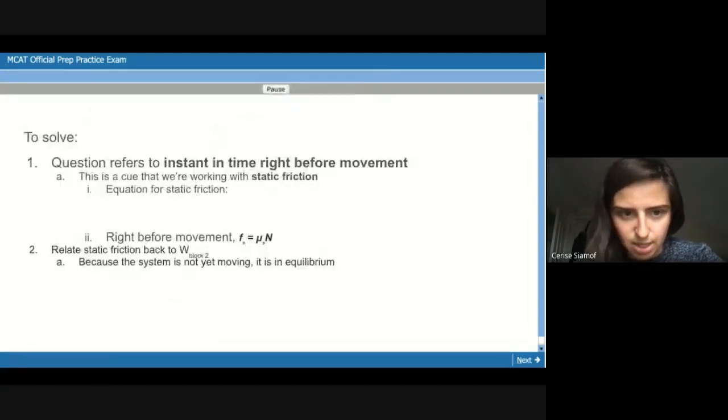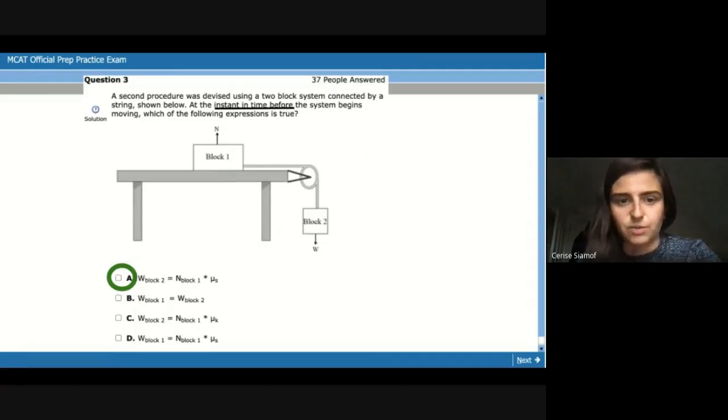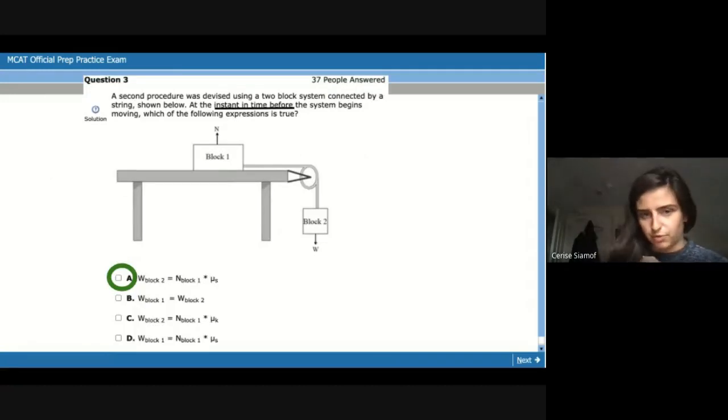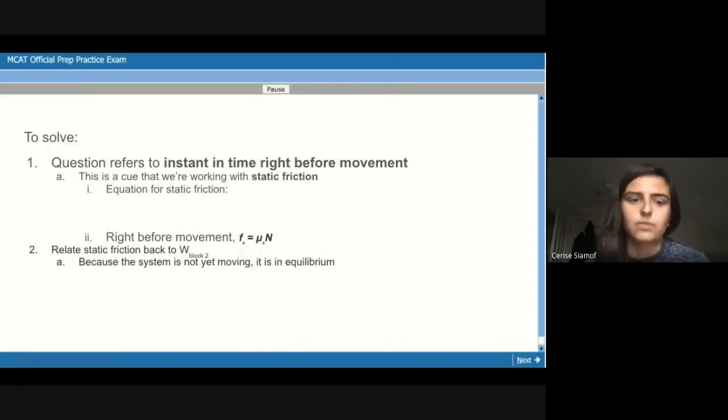And then I've underlined here, so the question refers to the instant in time just before the system starts moving. That's really important. Again, it refers to the instant in time right before movement. So this is a cue that we're working with static friction. Then the equation for static friction is 0 is less than or equal to the force of static friction, which is less than or equal to the coefficient of static friction times the normal force.